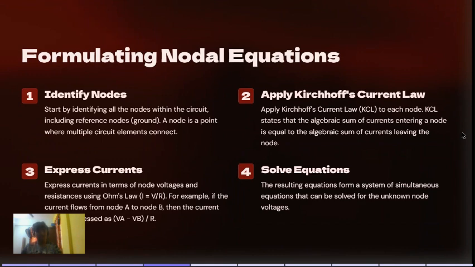the node. Express currents. Express currents in terms of node voltages and resistance using Ohm's law, I equals V by R. For example, if the current flows from node A to node B, then the current can be expressed as VA minus VB by R. Solve equations. The resulting equations form a system of simultaneous equations that can be solved for unknown node voltages.